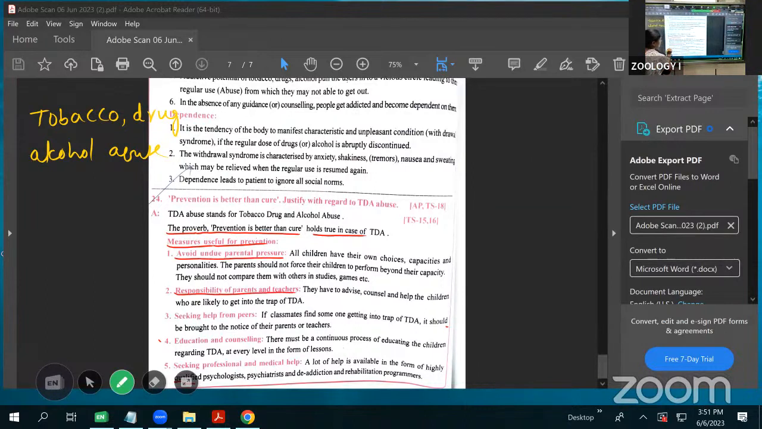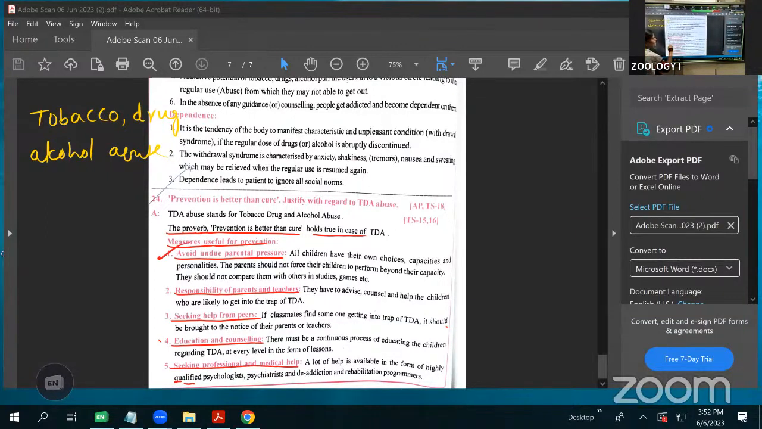headings. Here, clearly write these 5 headings, and easily you can get 2 to 3 marks. After that, write the explanation. In the name itself: avoid undue parental pressure. Here, the parents are not giving pressure to the children. Avoid means avoiding the undue parental pressure. We are removing that; that is one measure.